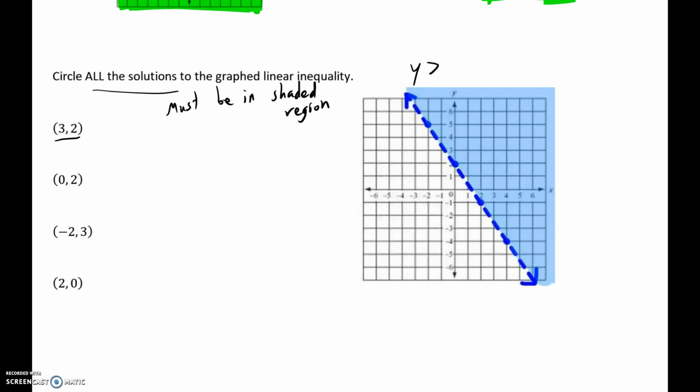So here is the point 3, 2. It's right there. Is it in the shaded region? The answer is yes, it's in the shaded region, so that is a solution. Whatever my inequality is, that ordered pair would satisfy the inequality.